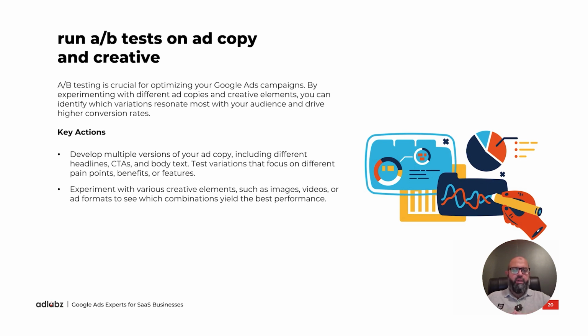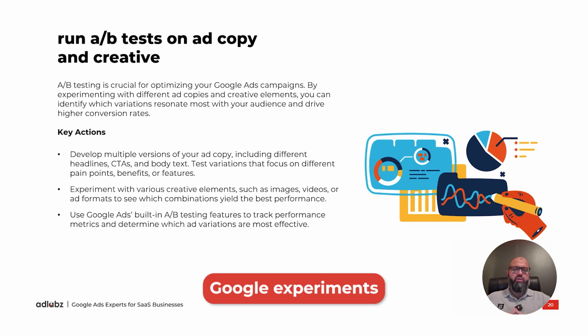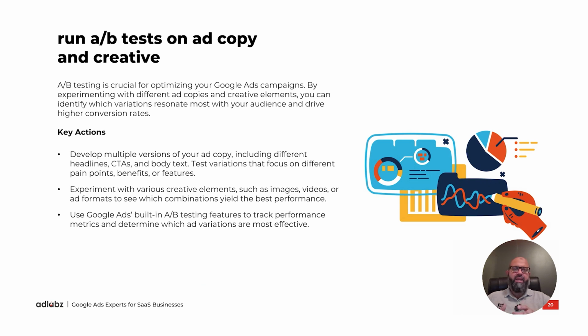Experiment with various creative elements such as images, videos and ad formats. You can publish multiple versions of your creative with different elements, different actions, different text copy, so that you can see which of the creatives are more resonating with your audience and which are not creating much difference. And you can use Google Ads built-in A/B testing features such as Google experiments, so that your main campaigns and the campaign performance is not affected. You can create an experiment with different types of ad copies and creatives, so that you can identify a winning combination using an A/B test.